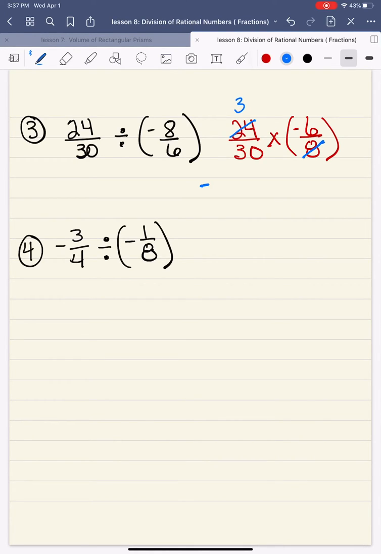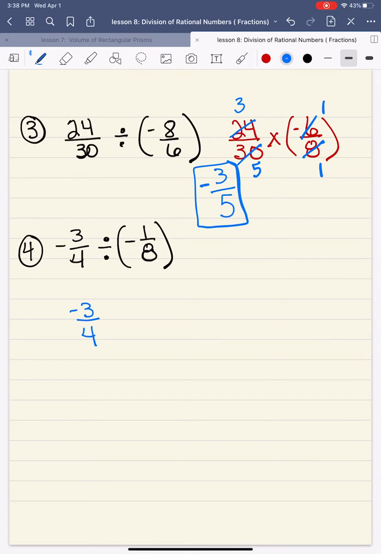8 divided by 8 is 1. 6 and 30, I'm going to divide them both by 6. 6 divided by 6 is 1, and 30 divided by 6 is 5. Multiply what I have left. The numerators, 3 times 1 is 3, and denominators 5 times 1 is 5. So negative 3/5.